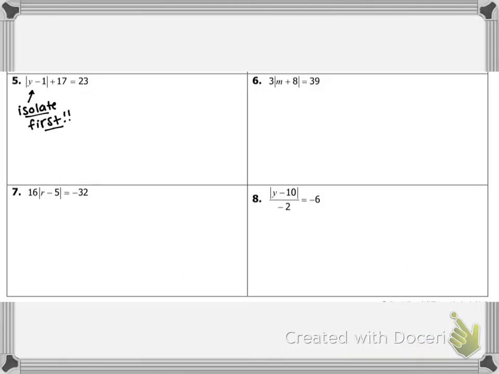Okay, number 5. We need to isolate first. This is not alone. So first we need to subtract 17 from both sides. Okay, so we have the absolute value of y minus 1 equals 6. Now we can split it off into two pieces. So y minus 1 equals 6 and y minus 1 equals negative 6.